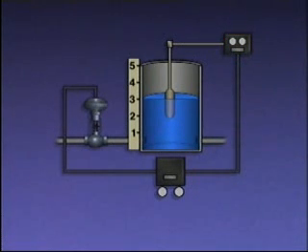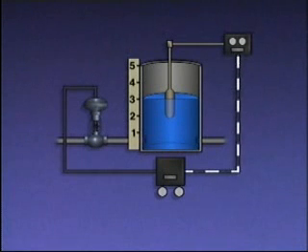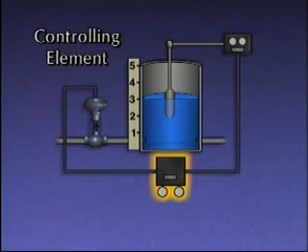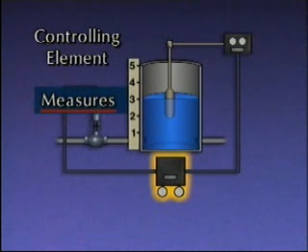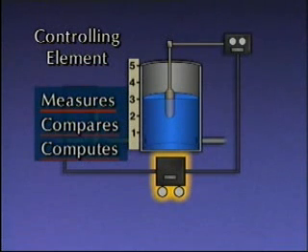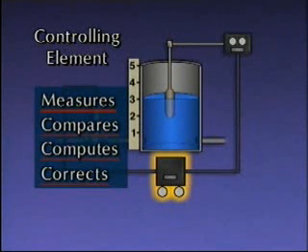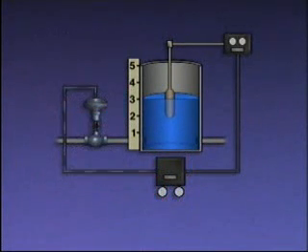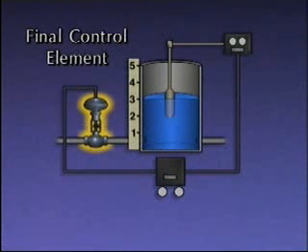The transmitter detects the position of the float and transmits a signal representing the level in the tank to the third element in the system, a controlling element. The controlling element, or controller, measures the signal from the transmitter, compares the signal to the desired level setting, computes any difference between the two values, and if necessary, produces a corrective signal. The controller sends the corrective signal to the final control element, which in this case is a control valve. The control valve adjusts the flow of water to the tank as needed to keep the level at the desired setting.